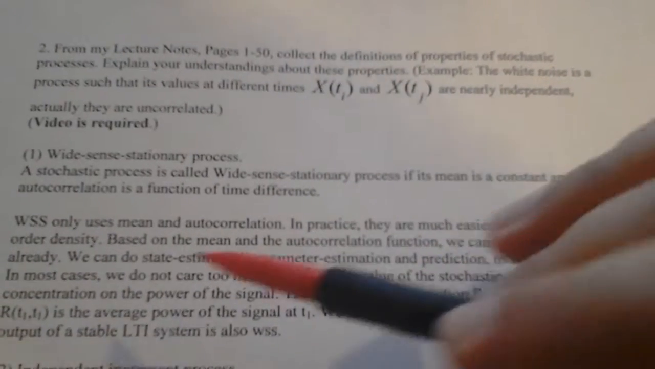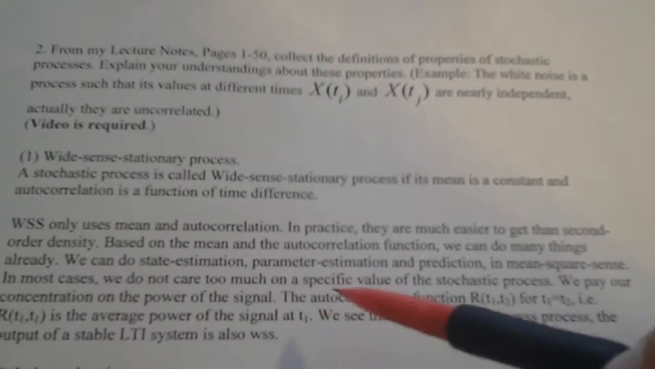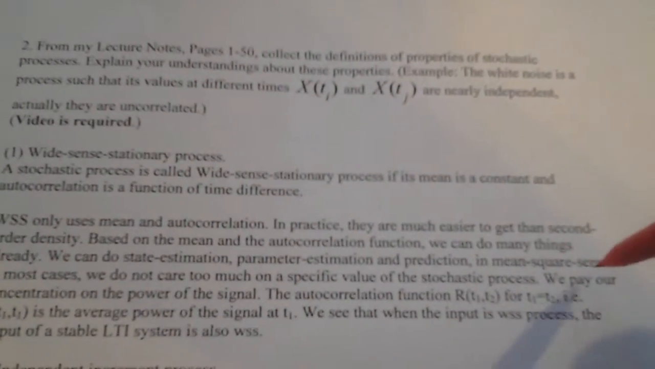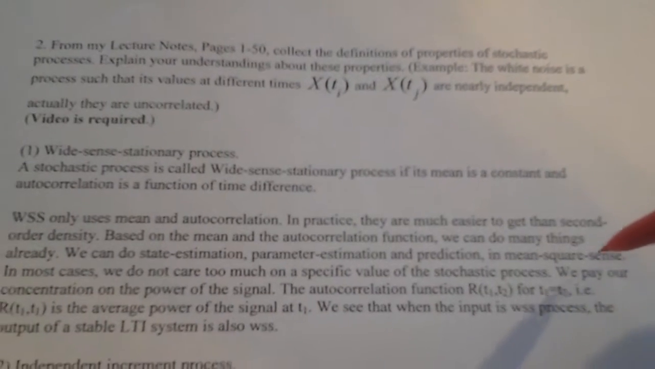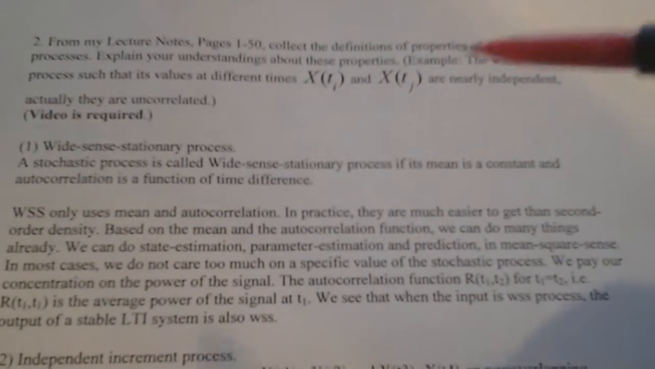Based on this, we can do many things already. We can do state estimation, parameter estimation, and predictions. If we know a process is wide sense stationary, we can do a lot of comparisons within the mean square sense. We've done this in previous homeworks, as I keep mentioning.